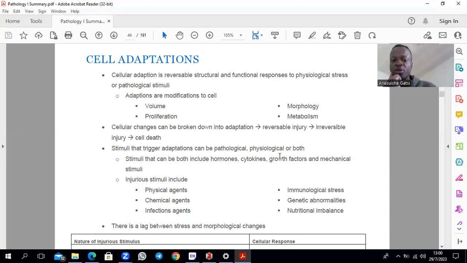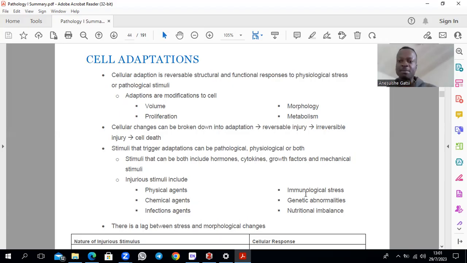And for those that we have, maybe the physiological, you can think about hormonal for the uterus. You can think about cytokines and growth factors for maybe your blood physiology, if you remember. You can think about mechanical stimuli.